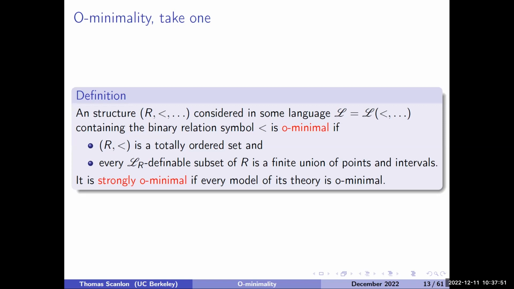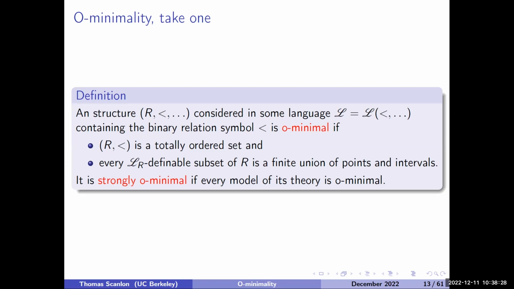So, what do I mean here by structure, the language? By structure, I mean it's a first order structure in a language, which includes the order relation and more symbols, which I'm not writing down. Or maybe the set of extra symbols could be empty, that's also allowed. But it's a first order structure in a language that has at least a binary relation symbol and possibly more symbols. And relative to that language, every definable subset using parameters in one variable is a finite union of points and intervals.